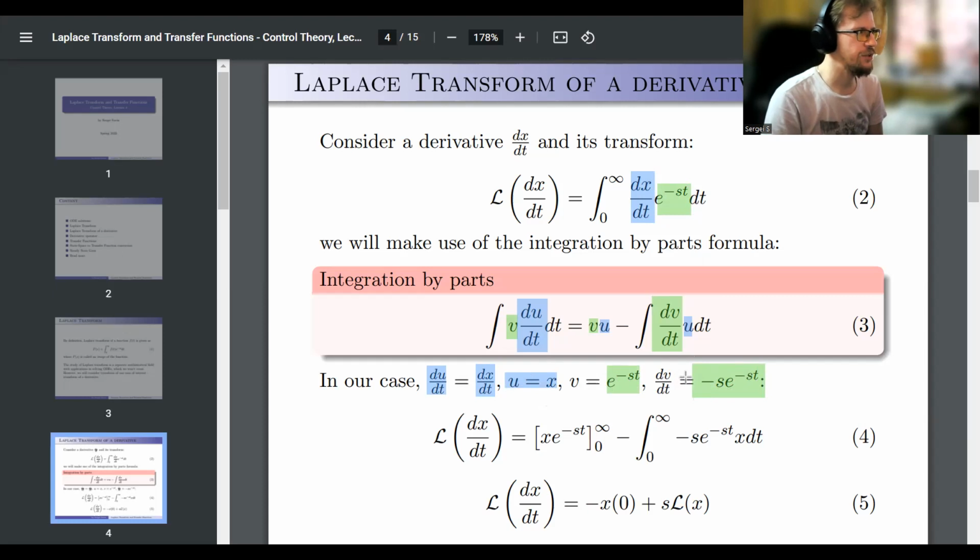It's just the derivative of a nested function. You take the derivative of the outer function and the derivative of the inner function, and the inner function in this case is minus st. All right. So what do we get? We get v minus u, v times u.